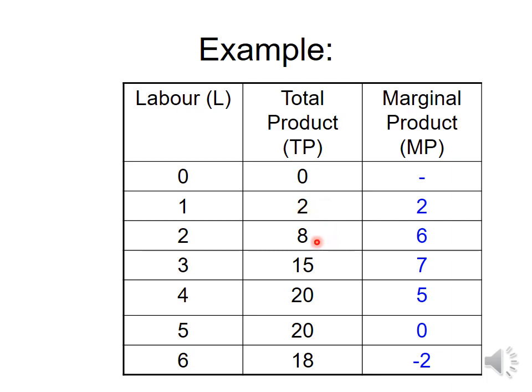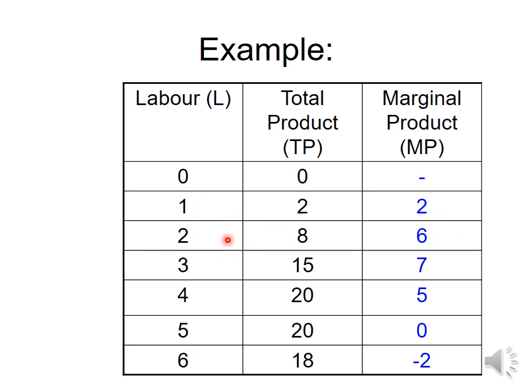Now, how much extra or additional units did the second worker give you? Take a look. Your total increased from 2 to 8. So this second worker gave you an additional 6. Now, you see how this marginal product is measuring the additional units that are generated when you increase workers by 1. Okay? Let's do one more.